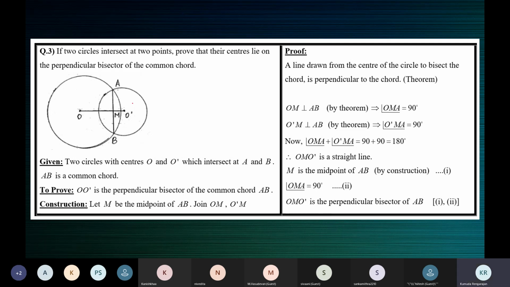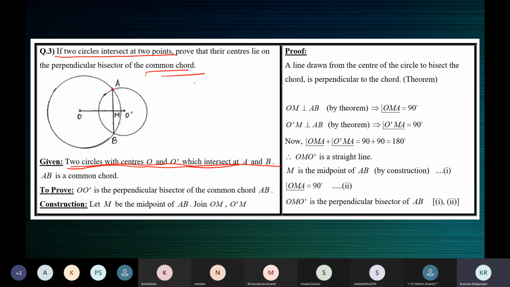Okay, so you can see it here that we have to take two circles with centers O and O dash, which intersect at the points A and B, because we are given here that two circles intersect at two points. We are given two circles with centers O and O dash, which intersect at A and B. And then there is a common chord here. So AB is the common chord.